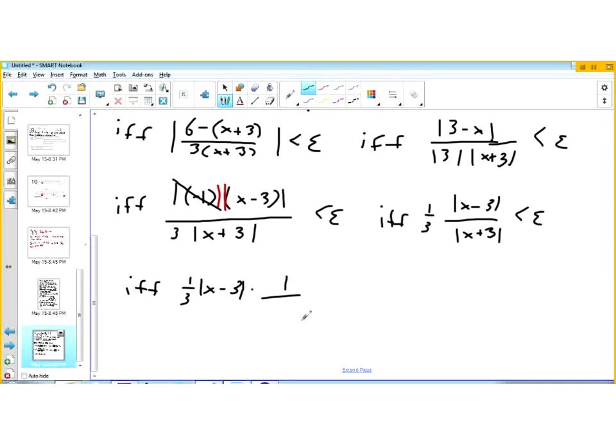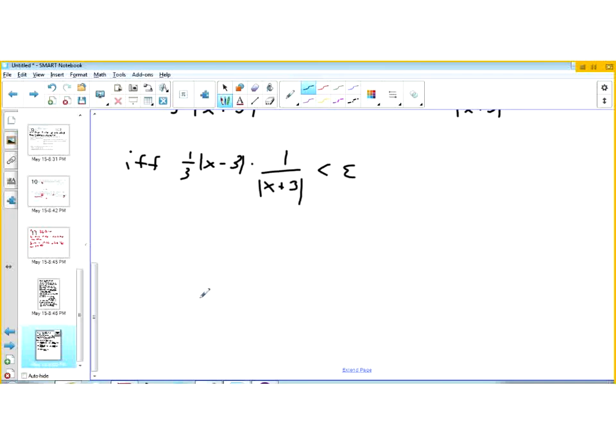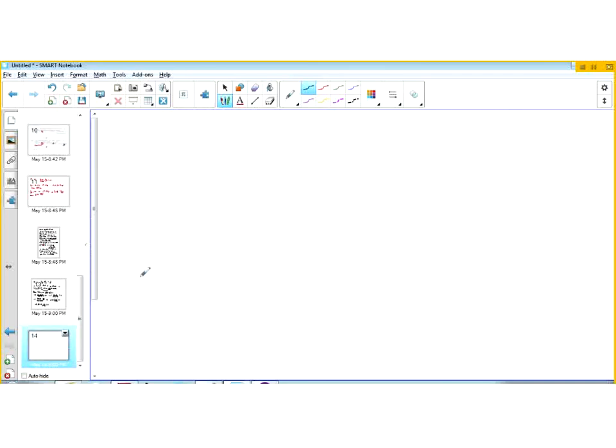And so what it all boils down to is we have, if and only if, 1/3 times the absolute value of x minus 3 times 1 over the absolute value of x plus 3 is less than epsilon. So what do we do next? Go to another page.